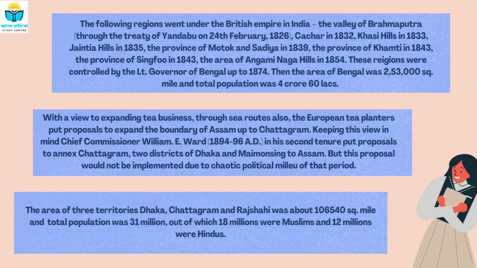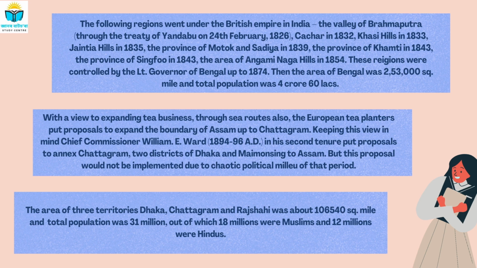The following regions went under the British Empire in India. The valley of Brahmaputra, through the Treaty of Yandabu on 24th February 1826. Cachar in 1832. Kasi Hills in 1833. Jaintia Hills in 1835. The province of Motok and Sadia in 1839. The province of Kamti in 1843, the province of Singphu in 1843, the area of Angaminaga Hills in 1854. These regions were controlled by the Lieutenant Governor of Bengal up to 1874. Then the area of Bengal was 2,53,000 square miles and total population was 4,60 lakhs.